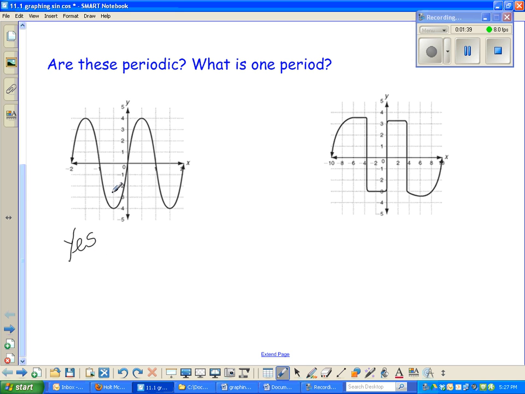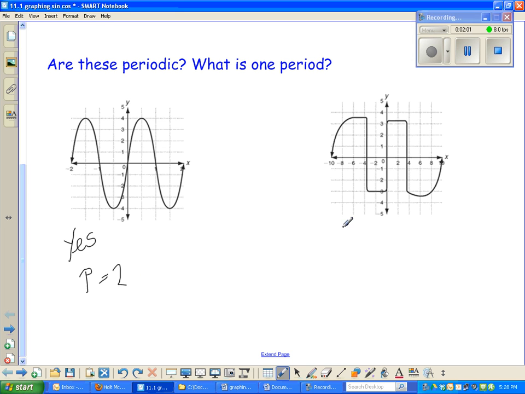And what is one period? Basically, how long does it take to get from the start to the end? So if we start here at 0, it goes down, and we're back at 0, ready to go up again after 2 units. So the period here would be 2.